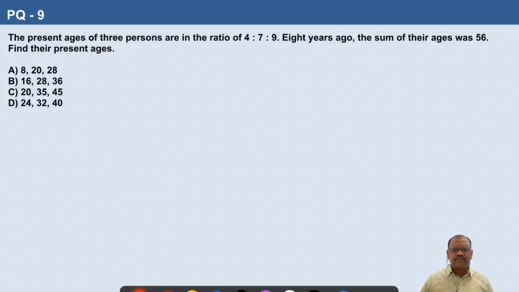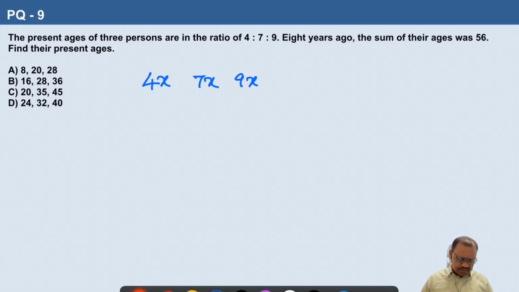Question number 9. The present ages of 3 persons are in the ratio of 4:7:9. 8 years ago, the sum of their ages was 56. Find their present ages. So present ages are 4, 7 and 9, so we should assume the ages as 4x, 7x and 9x. So these are the present ages.